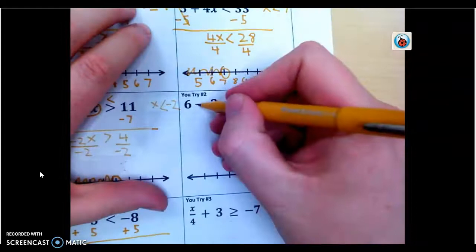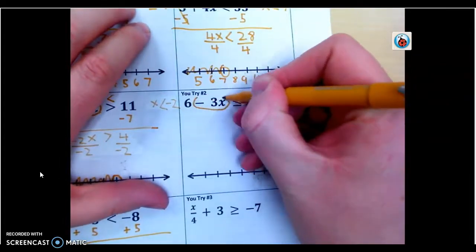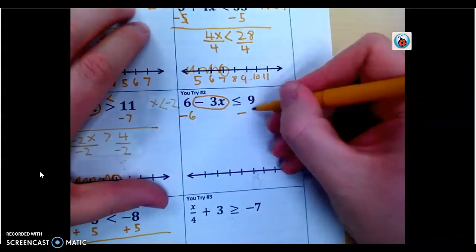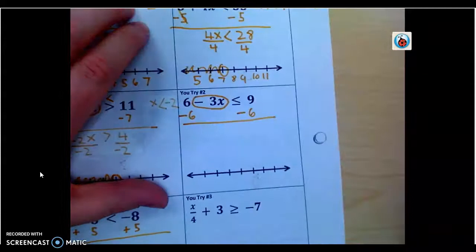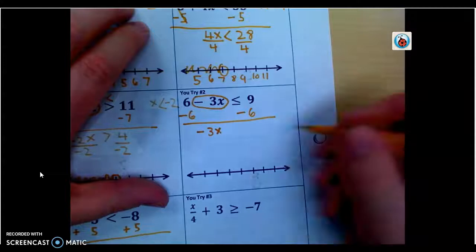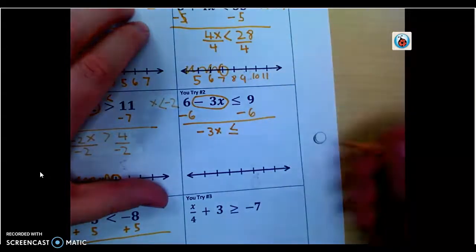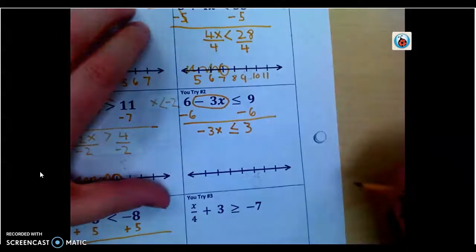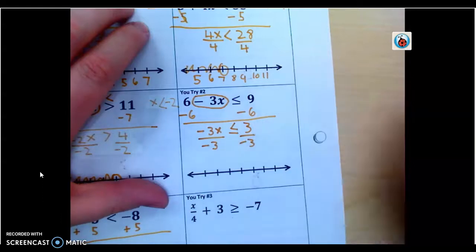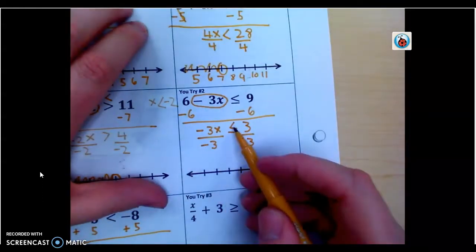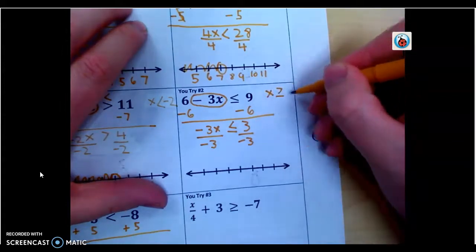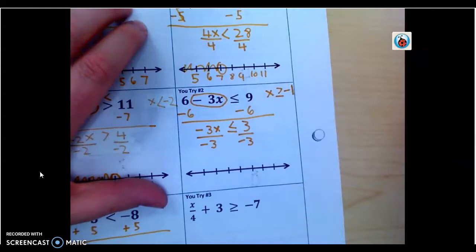For number 2, hopefully you realize that this negative sign belongs to the 3x. So my first step is going to be subtracting 6 from both sides and getting negative 3x is less than or equal to positive 3. 9 minus 6 is positive 3. We're then going to divide by negative 3 on both sides. Because I'm dividing by a negative, I know my sign needs to flip. And it becomes x is greater than or equal to negative 1.